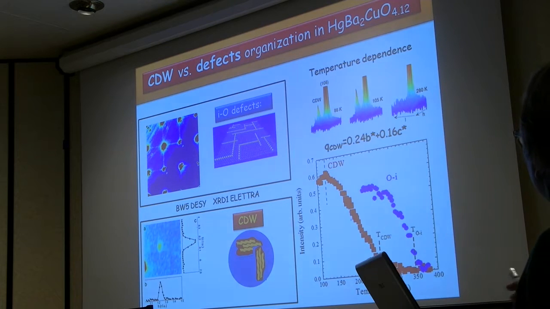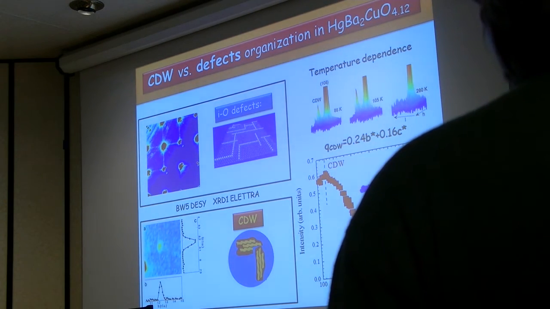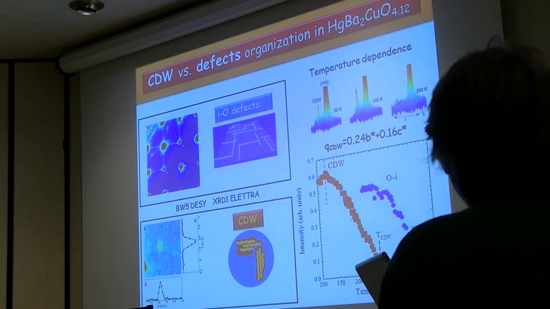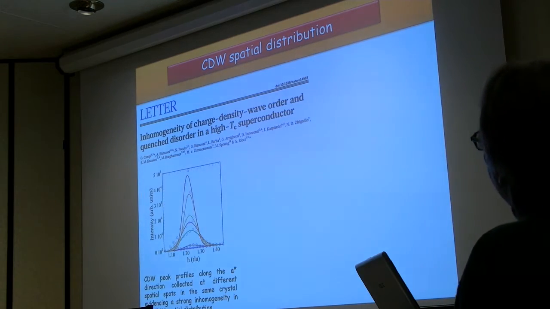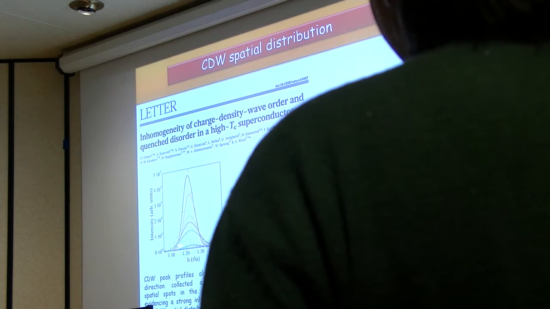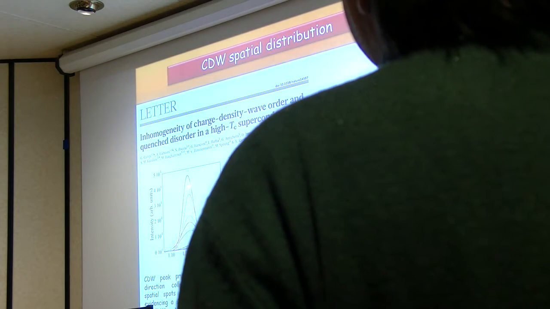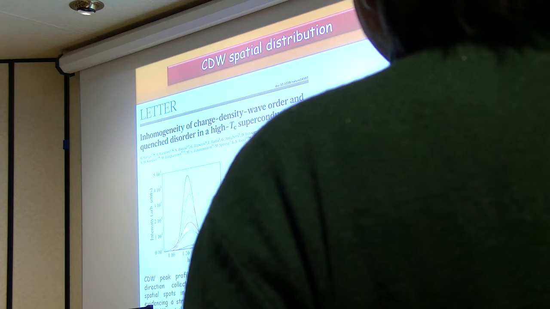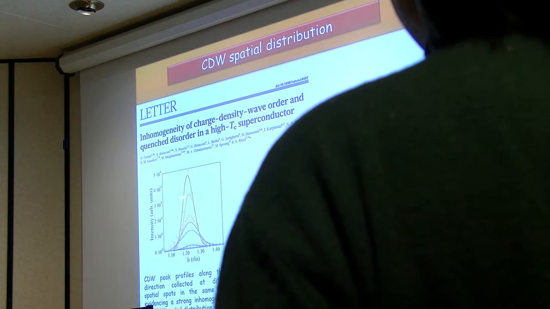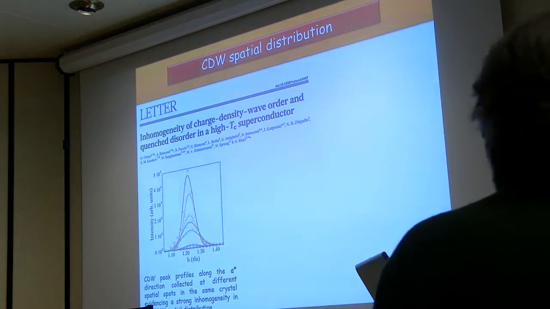We see that these two kinds of ordering have a different temperature dependence with different onset temperatures. And I have measured that the charge density waves in the sample are not homogeneous. This is the charge density waves measured in seven different points of the sample, and you can see the different peaks.